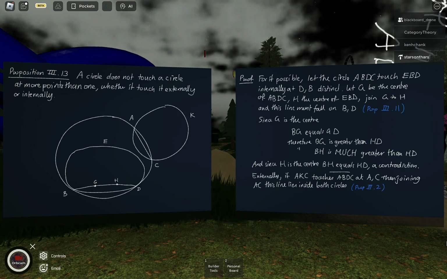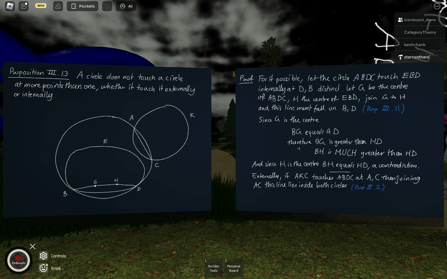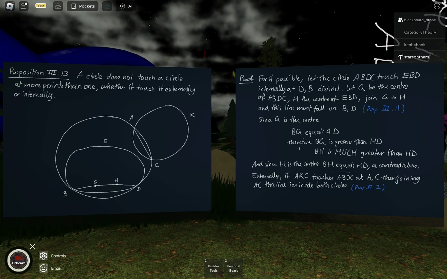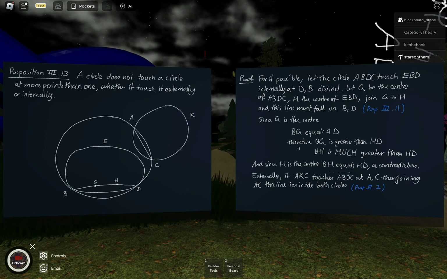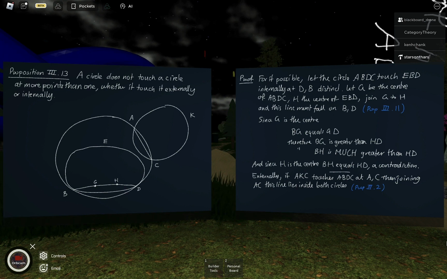So it's a contradiction because the line AC has to be both inside ACK and outside. It has to be outside because these circles only touch at A and C, and if it were inside, it would cut, which seems to me to be actually like a more refined definition of cut, right? It's not like the term cutting a circle is completely characterized, it seems to me. So what does cutting mean?